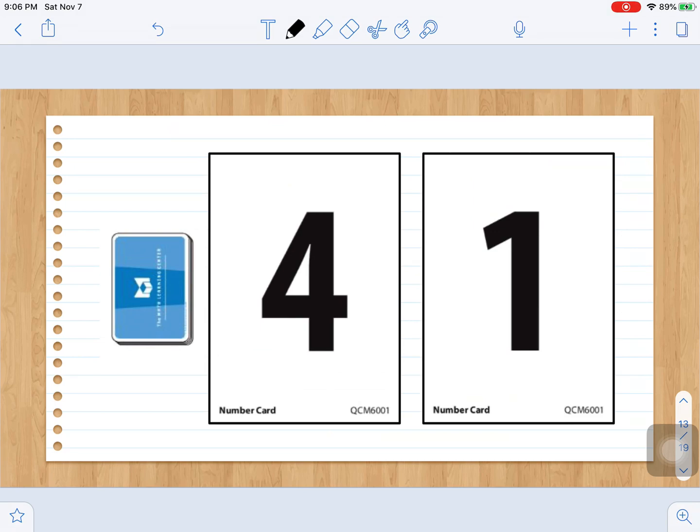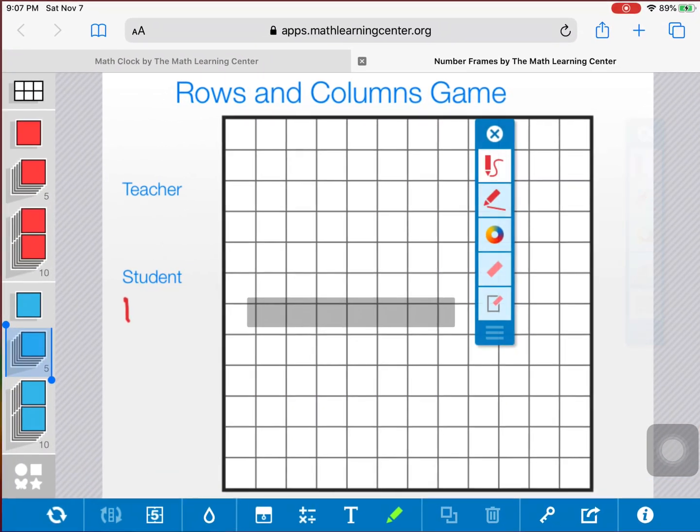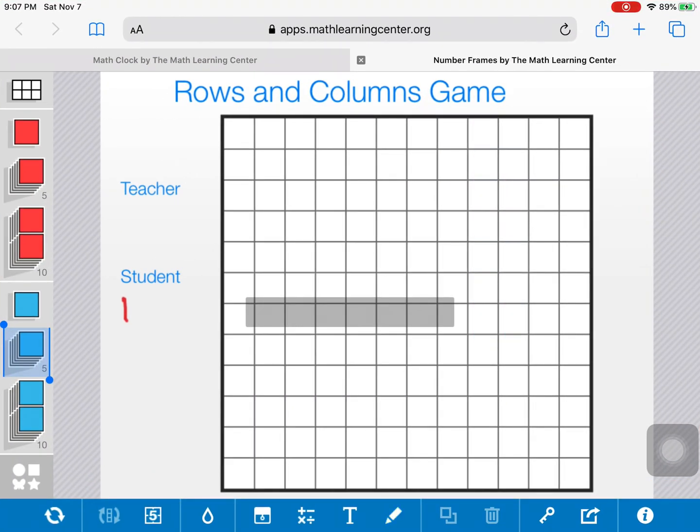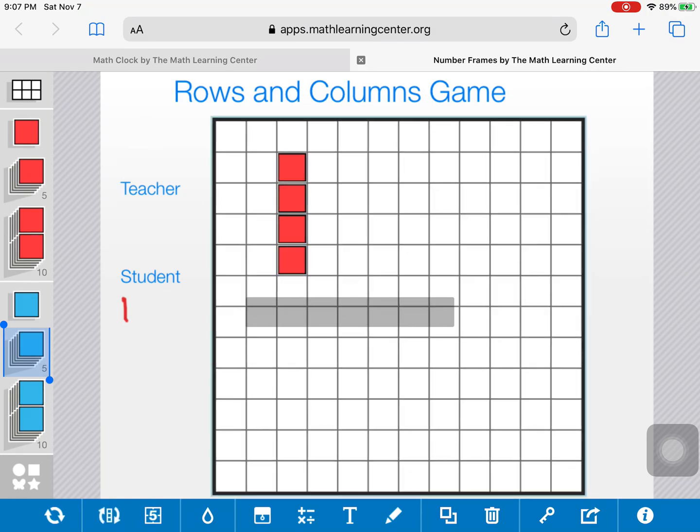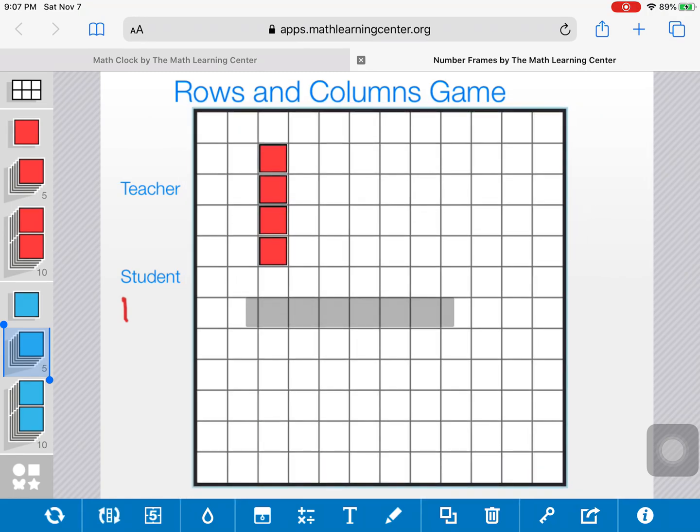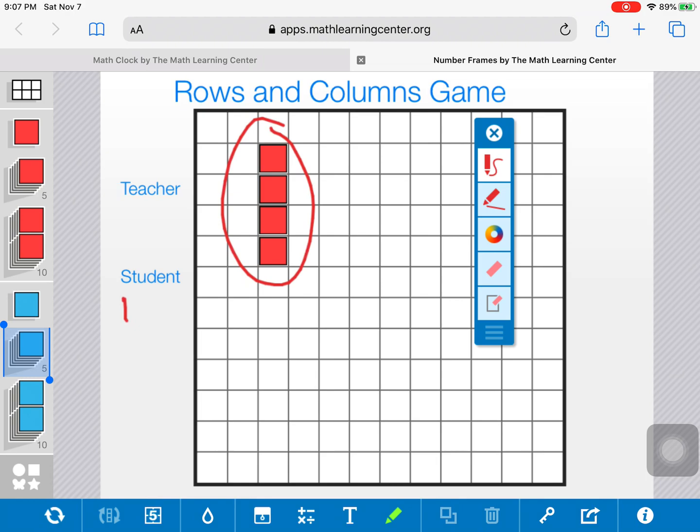All right, so I'm going to pick 2 more cards. And here I have 4 and 1, which means I have 4 rows and 1 column. So I'm going to pick 1, 2, 3, 4 columns. But I only have 1 column, which means that I'm not going to add any more tiles because I already have that 1 column right here.